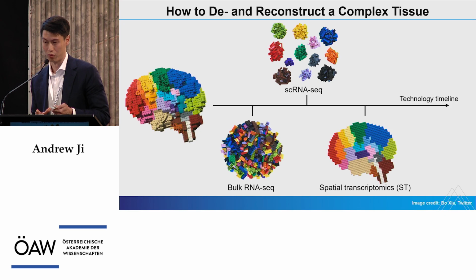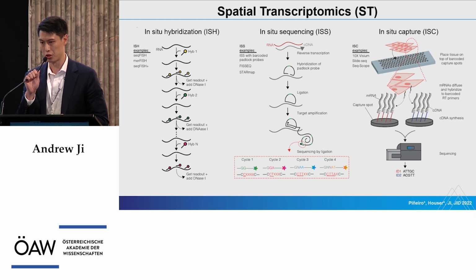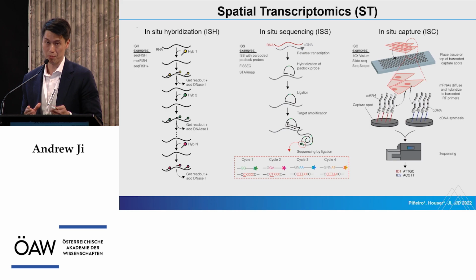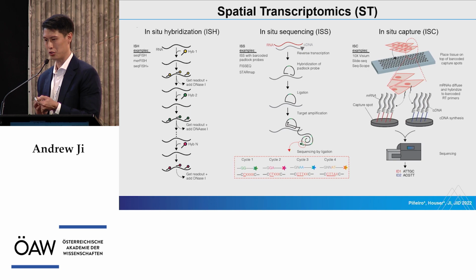So I'll briefly overview spatial transcriptomics as a technology. There are several modalities that encompass this technology, which roughly break down into three categories: in situ hybridization, or ISH, in situ sequencing, or ISS, and in situ capture, or ISC. And I'll start with the last category, ISC, because most of you are likely familiar with this particular technique, which has been commercialized by 10x Genomics and their Visium platform.